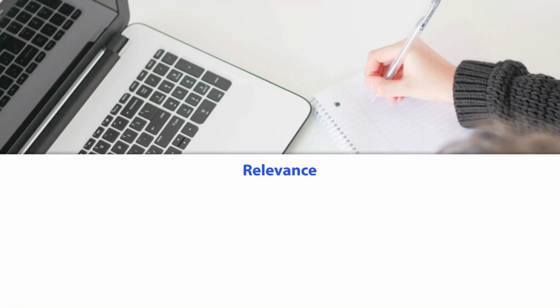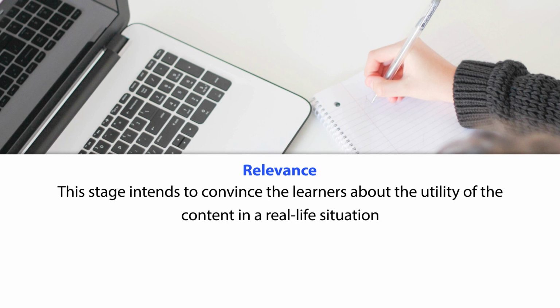The second is relevance. This stage intends to convince the learners about the utility of the content in real life situations. Many of the things we learn may not be relevant, but you have to relate them to day-to-day life situations, and that's what this model says about learning.